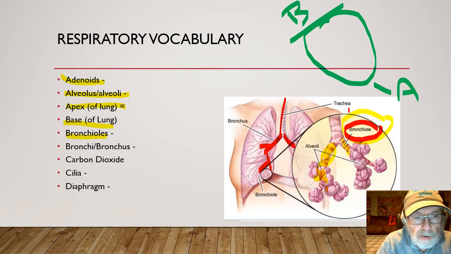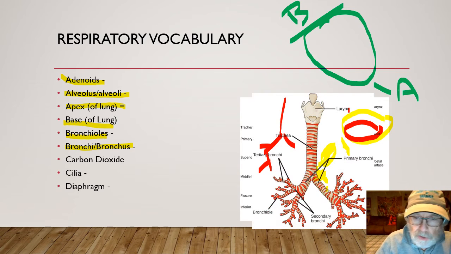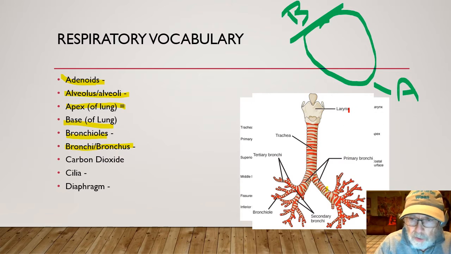If I talk about bronchi or bronchus, these are the larger airways. If I look at this diagram right here, obviously this larger area up in here is the trachea.